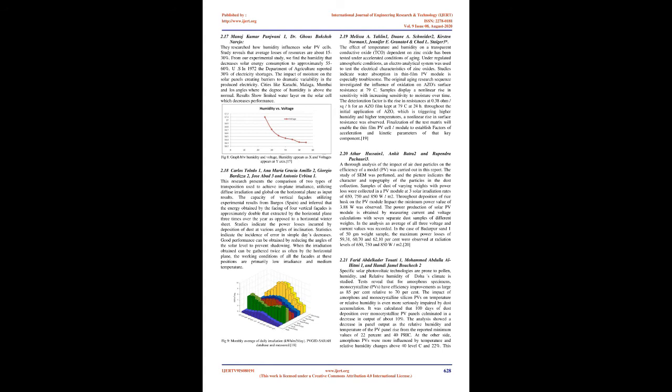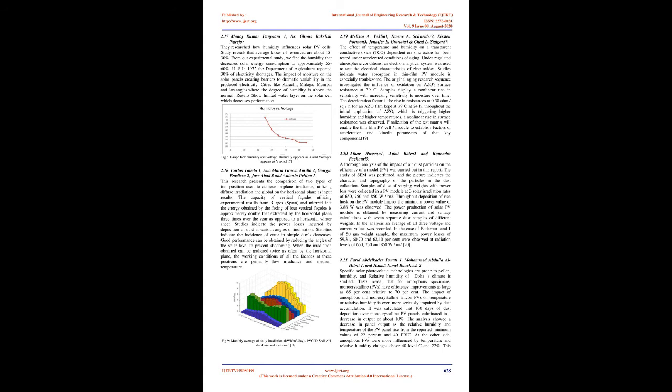In 1972 the U.S. Department of Agriculture reported 30% of electricity shortages. The impact of moisture on the solar panels creates barriers, causing dramatic variability in the produced electricity. Cities like Karachi, Malaga, Mumbai, and Los Angeles have a degree of humidity above the normal. Results show a limited water layer on the solar cell, which decreases performance.